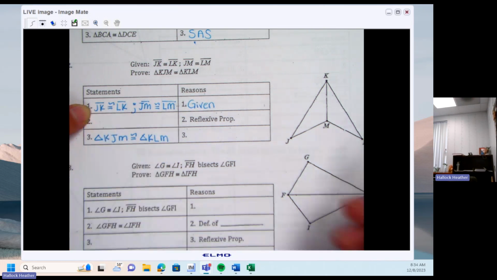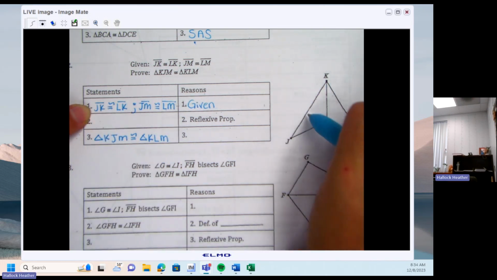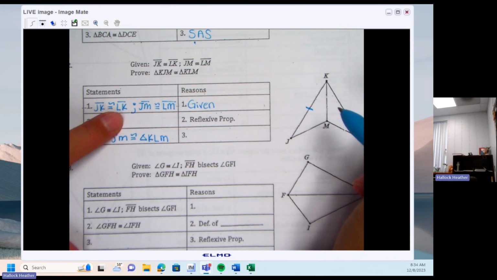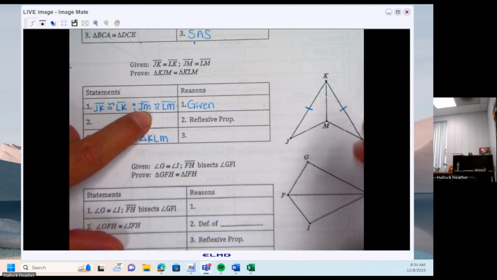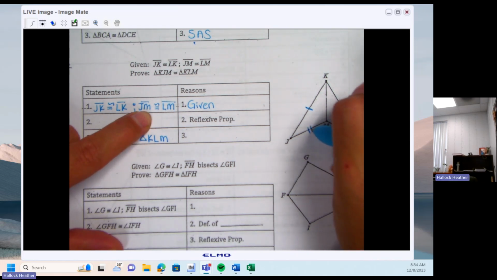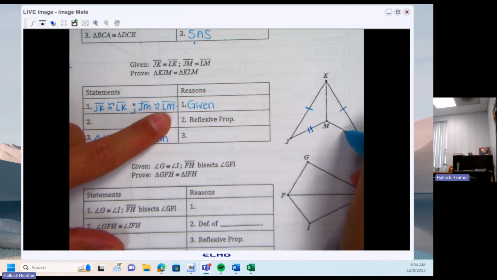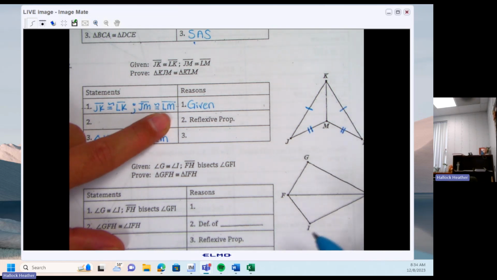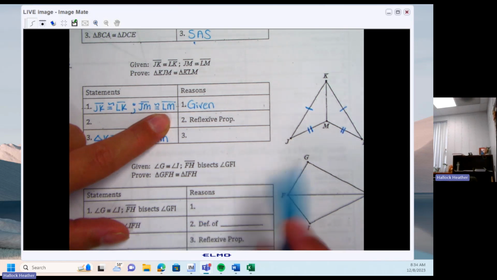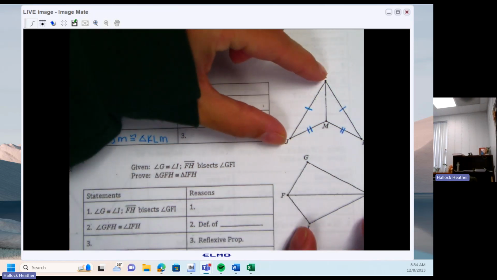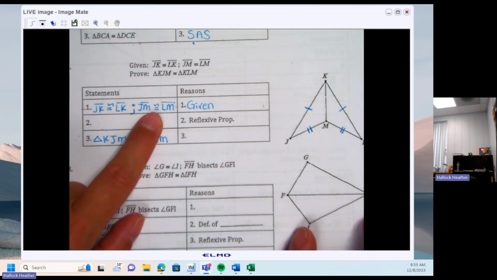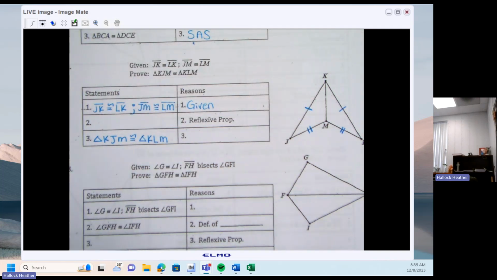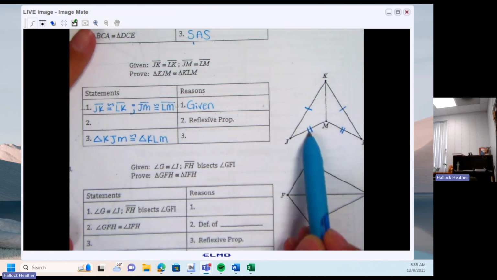So JK, from J to K, we put one line, is congruent to LK, going to put one line. Those are congruent to each other. I also know JM down here, I'm going to put two lines, is congruent to LM. I'm not going to use one line for all of them because this length is definitely longer than this length. I know these two are congruent, and I know these two are congruent, but I don't know they're all congruent to each other. So I have to use different markings.